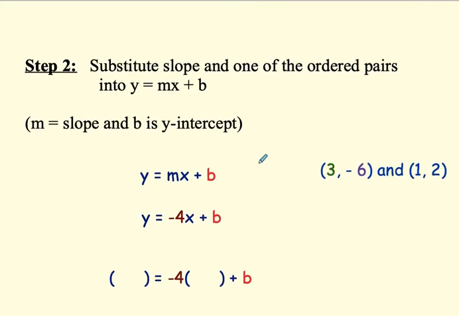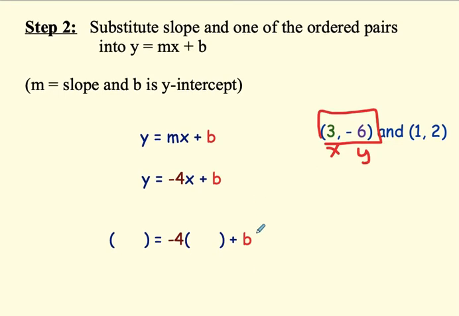So how do I go about this? I just start plugging it into my slope intercept form. I already know that my slope is a negative 4, and I'm going to pick either one of these ordered pairs. It doesn't matter. If I pick this one right here, remember this is my x, and this is my y. So where do I put my x? Right next to my current slope, which is negative 4. And my negative 6 goes right here for my y.